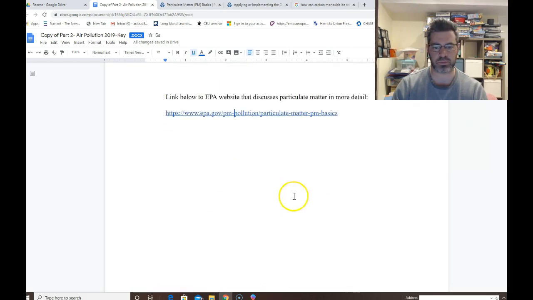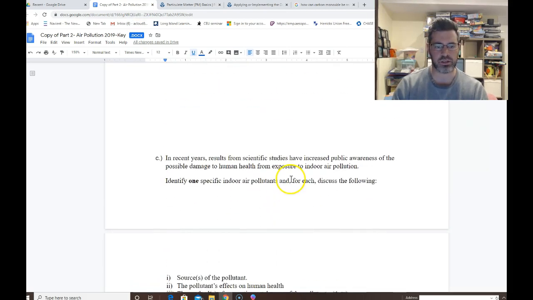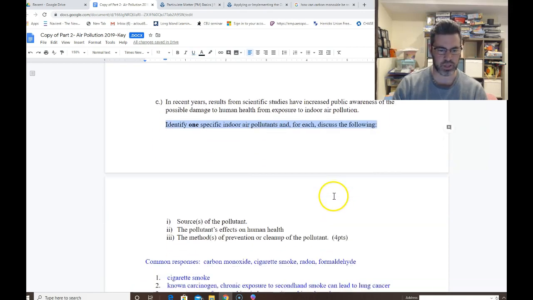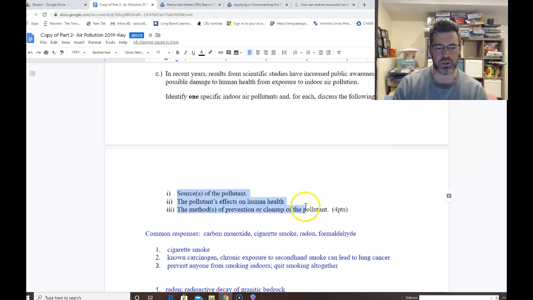In recent years, results from scientific studies have increased public awareness of the possible damage to human health from exposure to indoor air pollution. Identify one specific indoor air pollutant, and for each, discuss the following. Okay? You're going to discuss all these things.